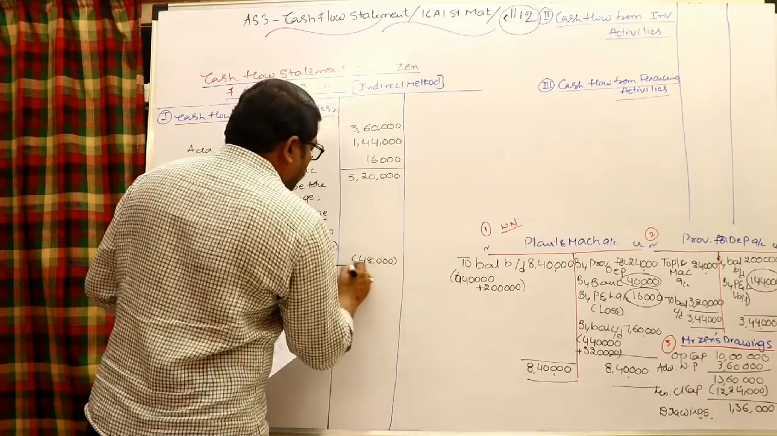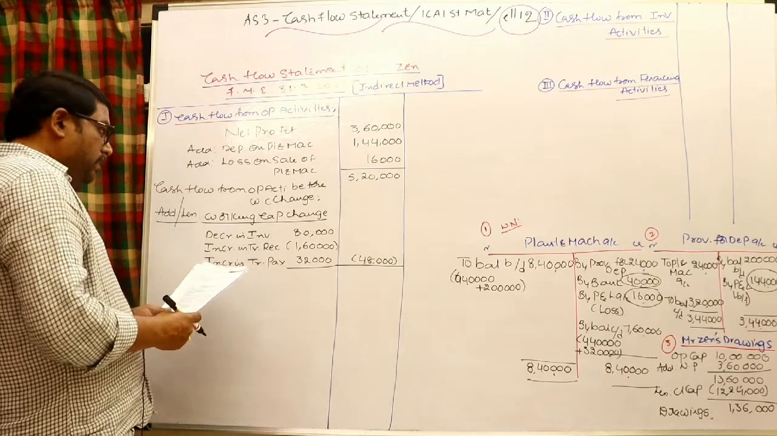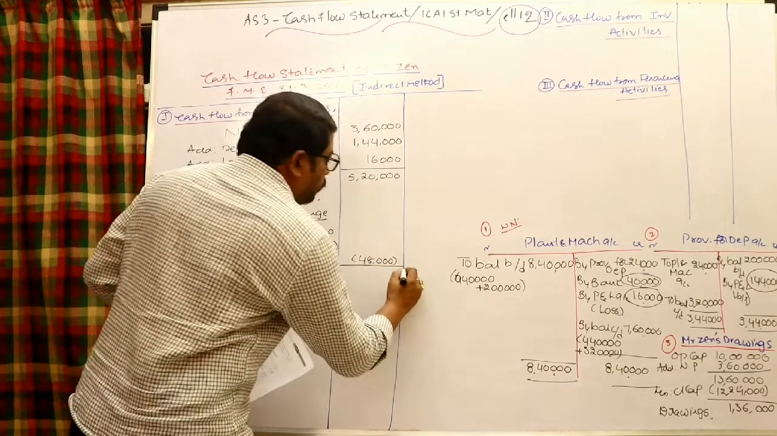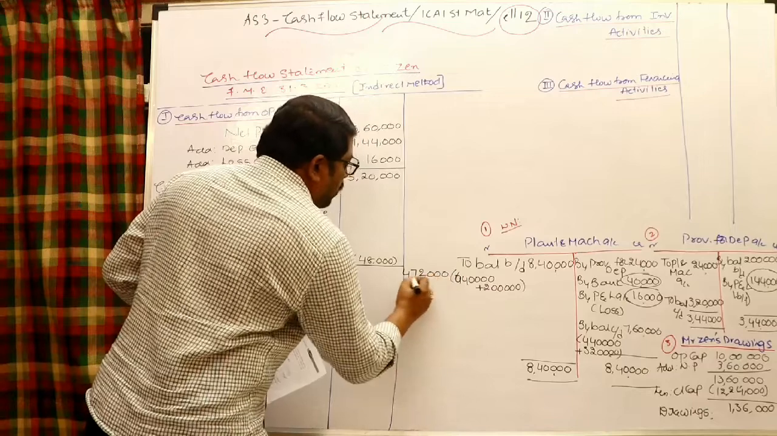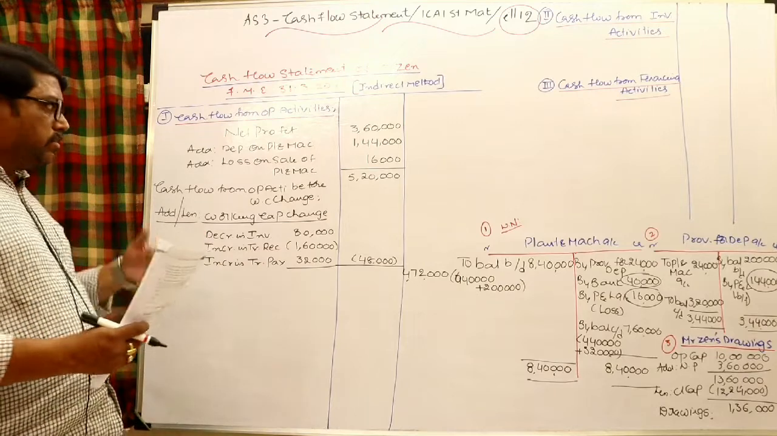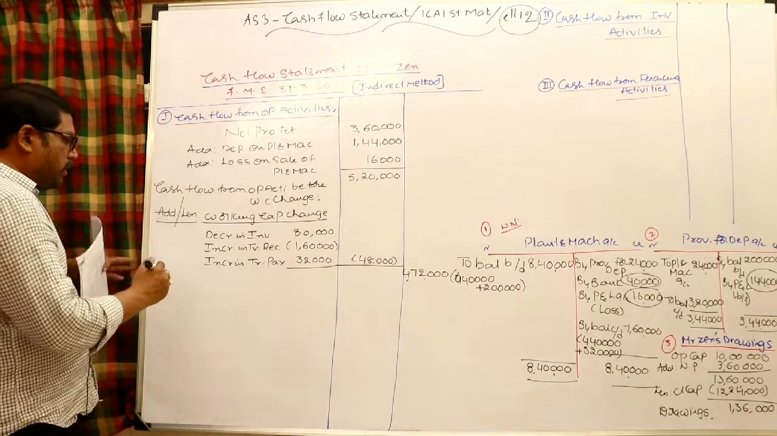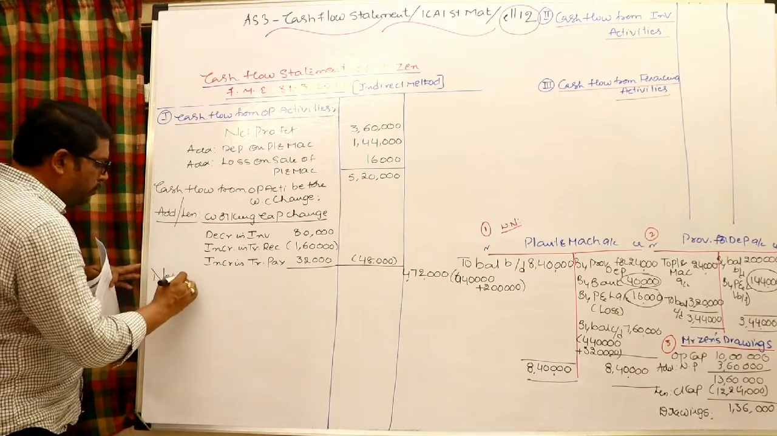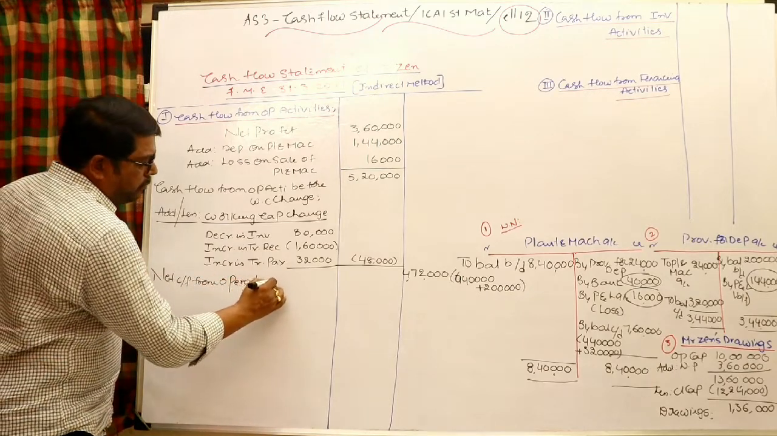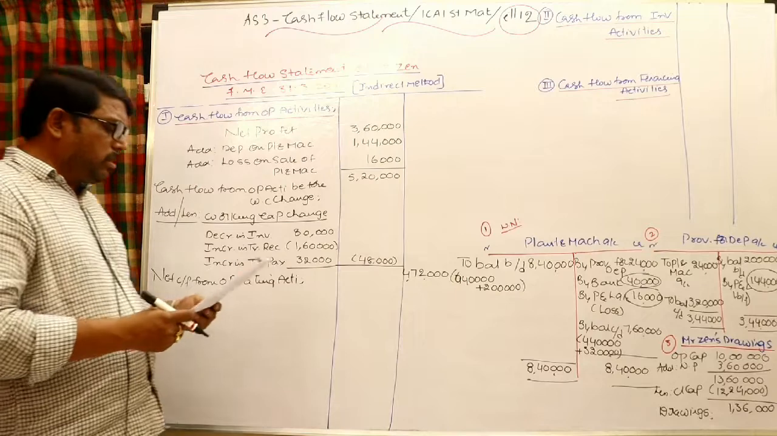48,000, and it looks like outflow, and out of 5,20,000, 48,000 is deducted. Net amount 4,72,000. Normally we can say this is net cash flow from operating activities before tax, and tax should be paid, but there is no information regarding tax here. Therefore we can straight away say this is net cash flow from operating activities, 4,72,000. Okay, is it clear?